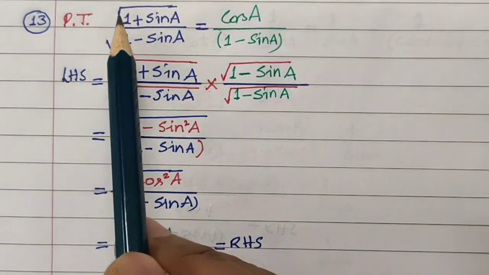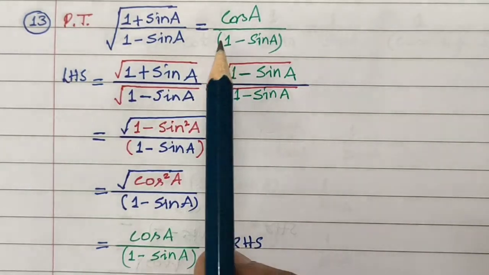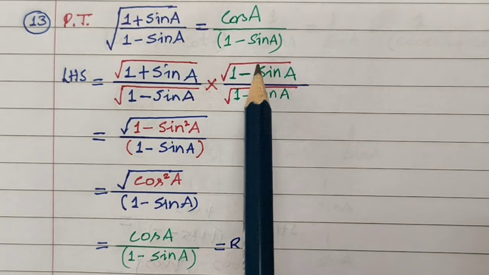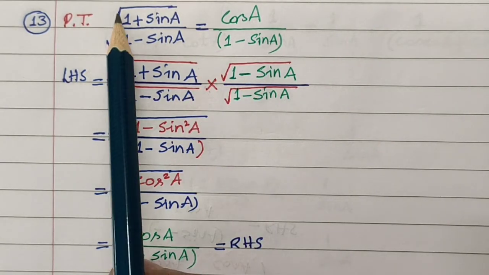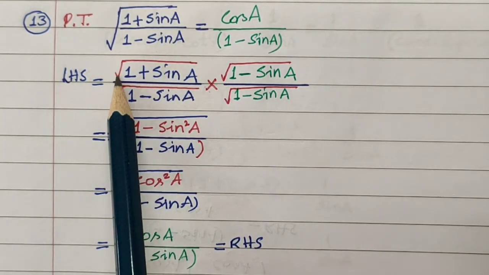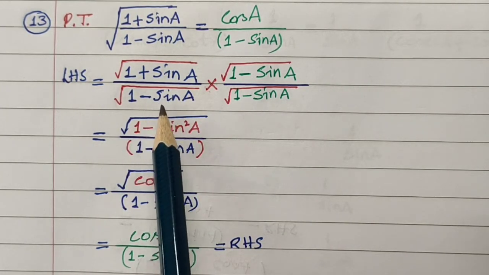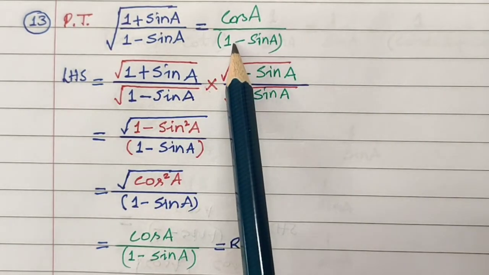Prove that square root of (1 plus sin A) divided by (1 minus sin A) is equal to cos A divided by (1 minus sin A). This is also similar to the previous problem. So put the root for both numerator and denominator, keeping both separately. Here also we need a minus sign in the denominator and the RHS.